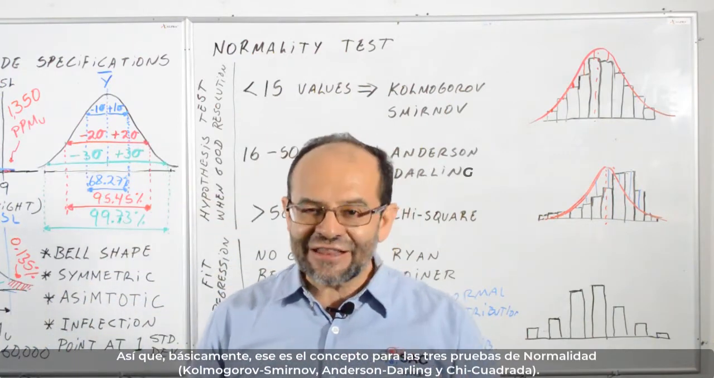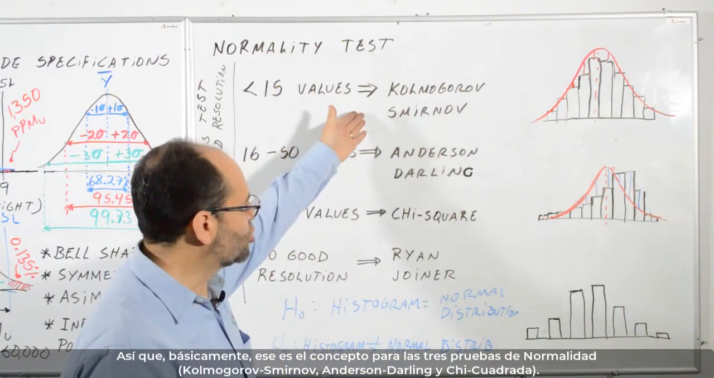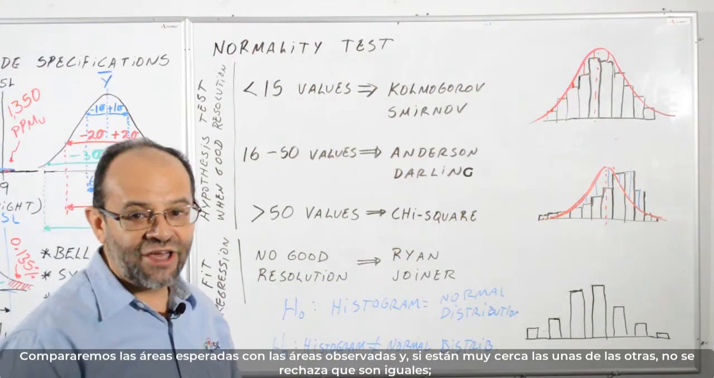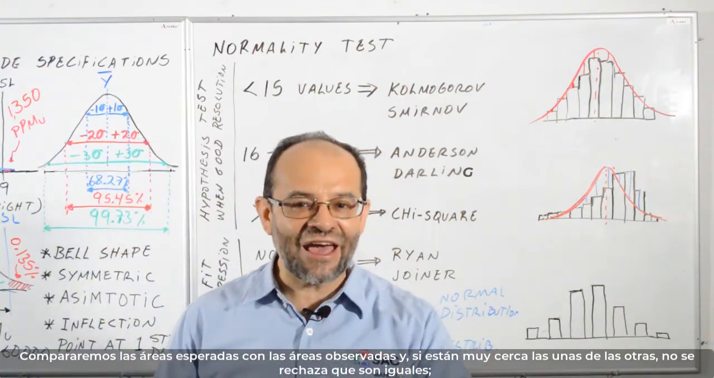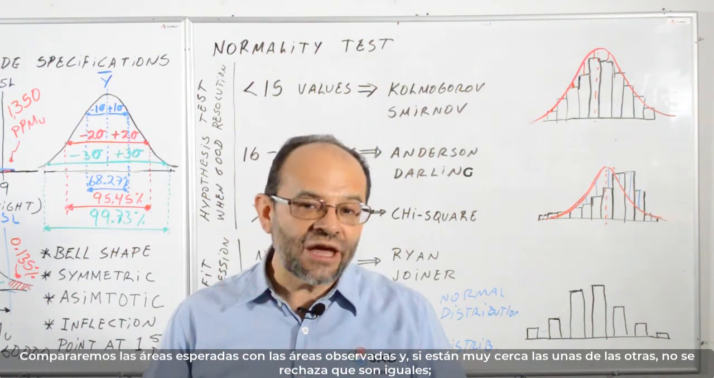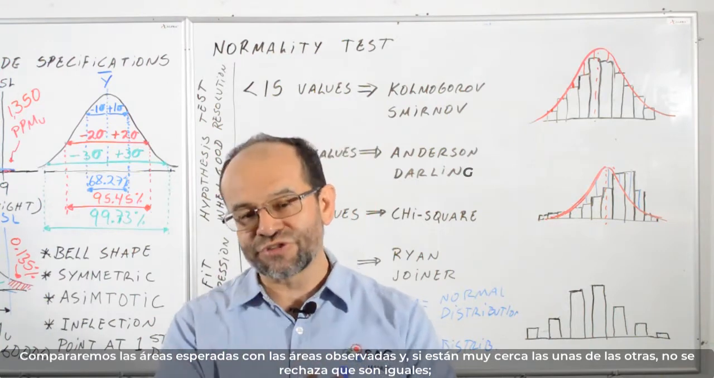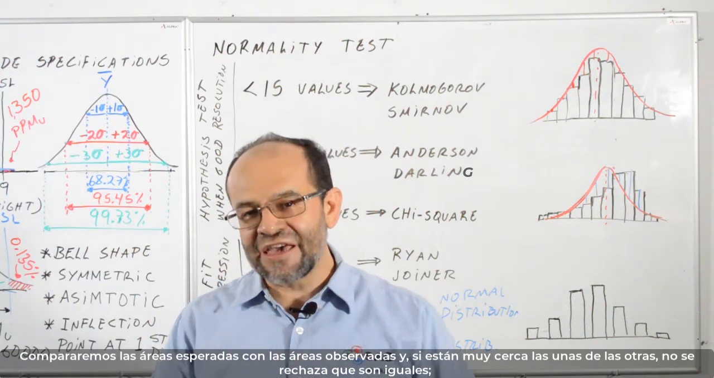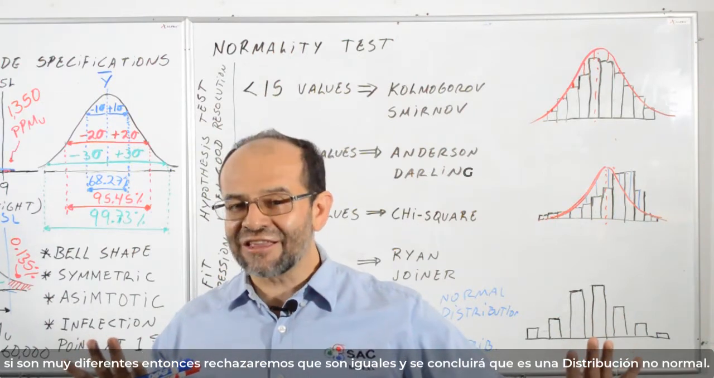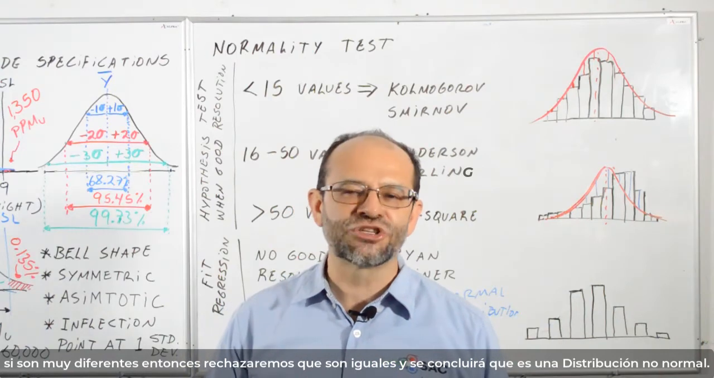So well, basically that is the concept for all the three tests: Kolmogorov-Smirnov, Anderson-Darling, and chi-square. You will compare the expected areas with the observed areas, or the expected probabilities with the observed probabilities. And if they are very close to each other, you fail to reject. If they are very different, you reject, and then you will conclude that that's a non-normal distribution.